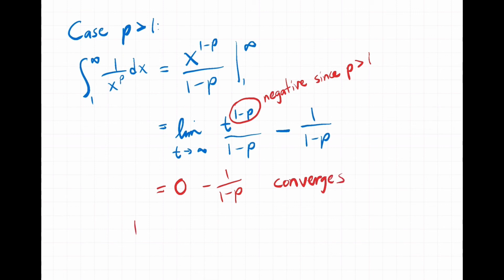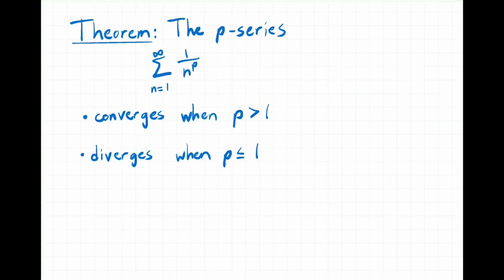And therefore, the p-series also converges. So to summarize, we've just figured out what happens to every possible p-series for every possible value of p, which ones converge, which ones diverge. What we figured out is that the p-series, sum as n goes from 1 to infinity of 1 over n to the p power, converges only when p is greater than 1. And it diverges for any other value of p, when p is less than or equal to 1.